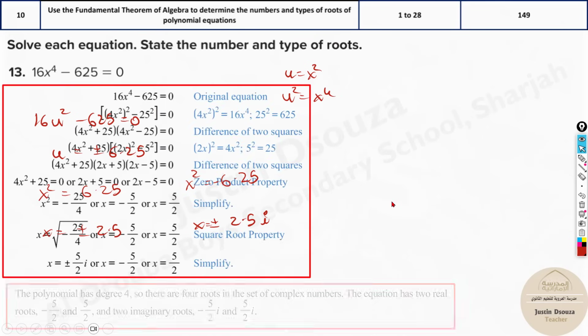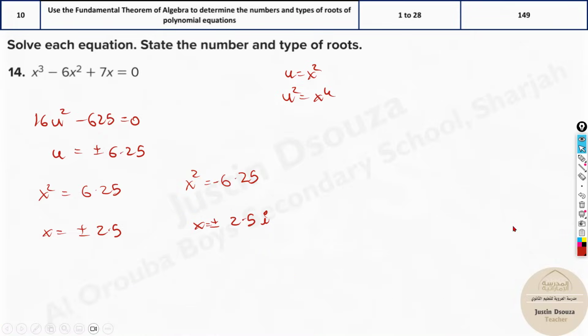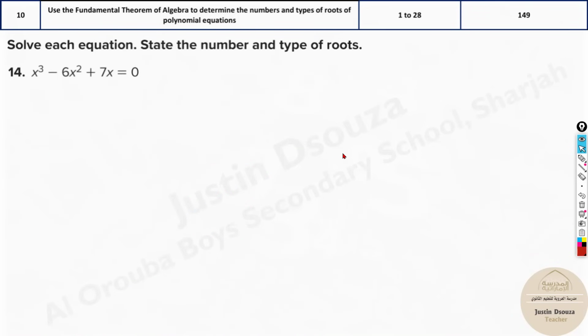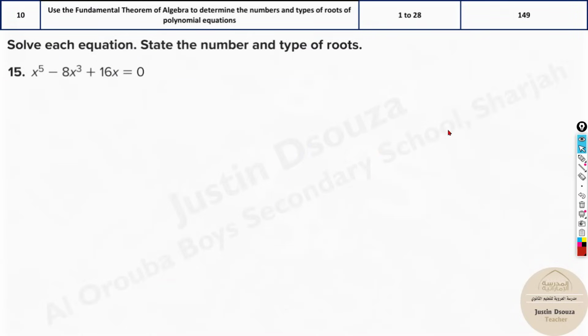There are 2 imaginary and 2 real roots. All are negative 5 by 2, positive 5 by 2, plus or minus 5 by 2 i, 2 real, 2 imaginary. Again, similar, please do it by yourselves. And here are the answers.